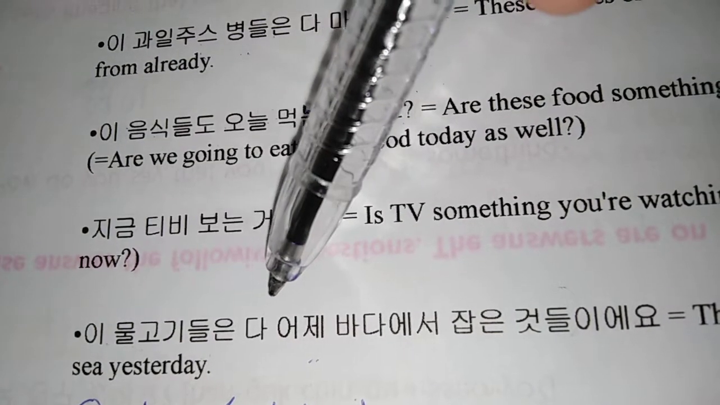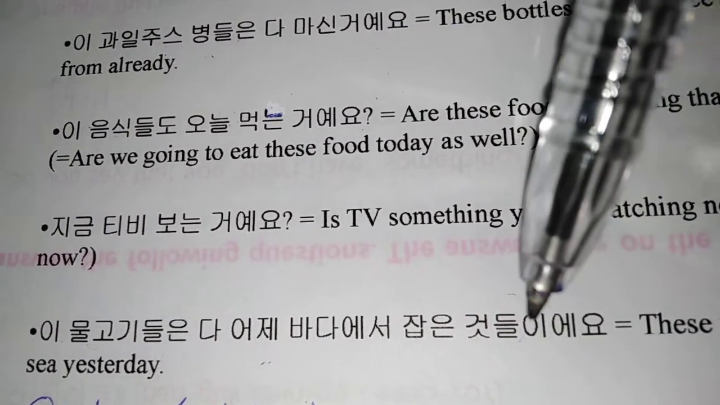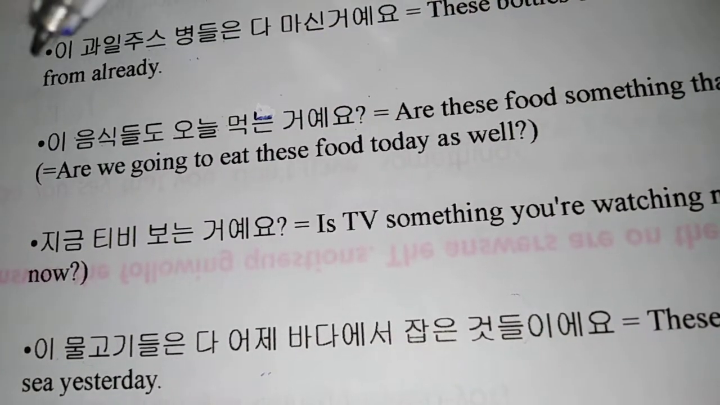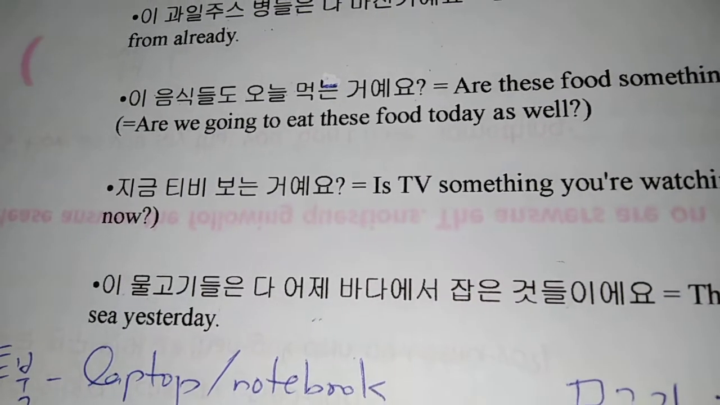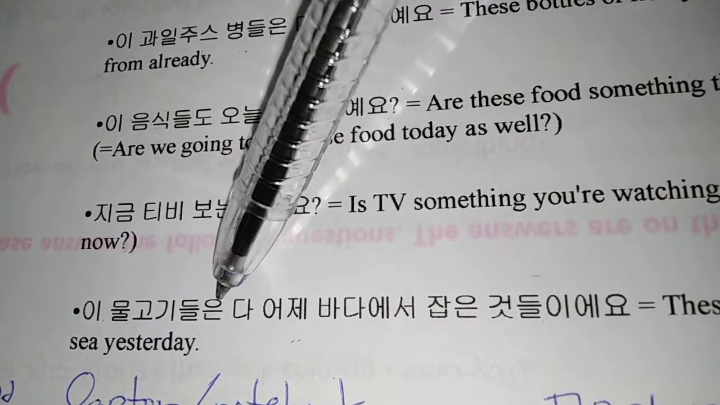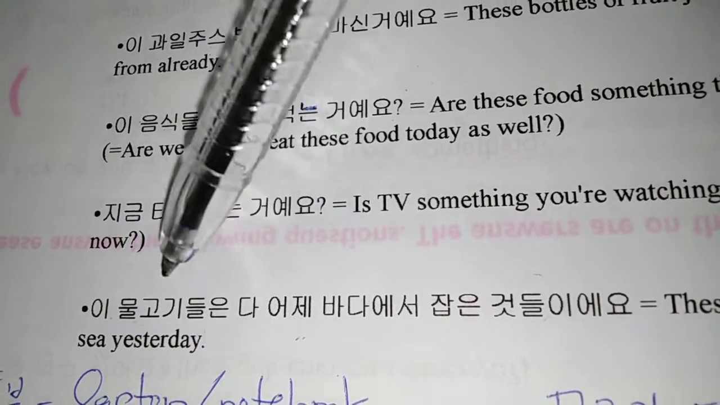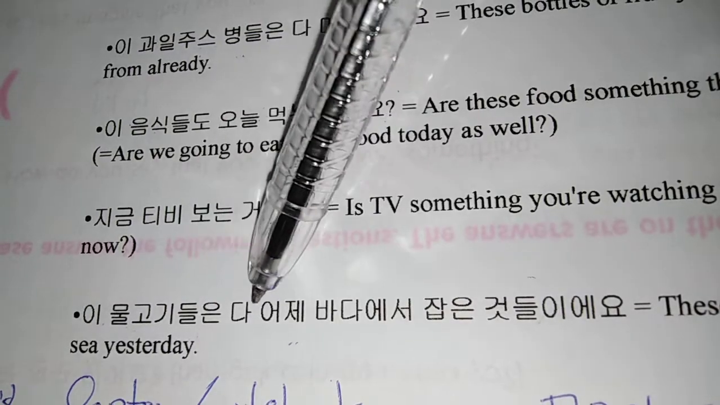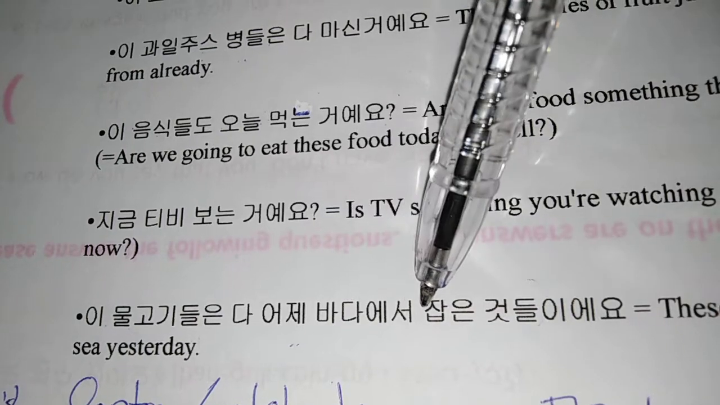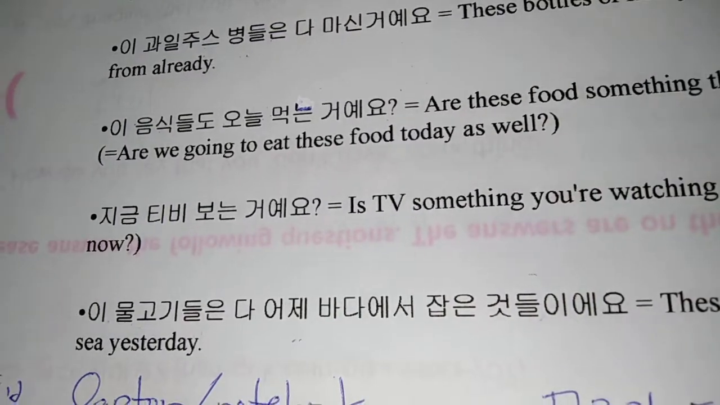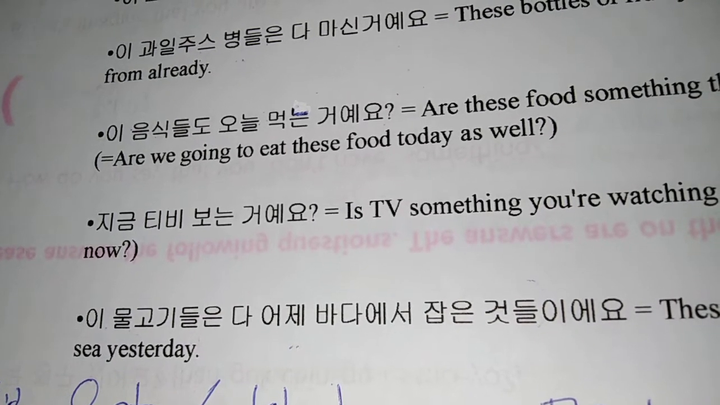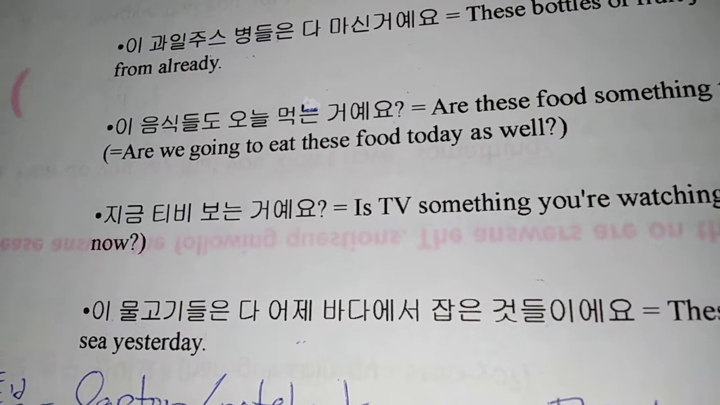이 물고기들은 다 어제 바다에서 잡은 것들이에요. So 물 means water and 고기 means meat. So water meat is fish. So 이 물고기들은, you have 들 there, so it is fishes. 어제 means yesterday, 바다 means ocean. 바다에서 잡은 것들이에요. So you're saying that all these fishes are the ones that you caught at the sea yesterday.